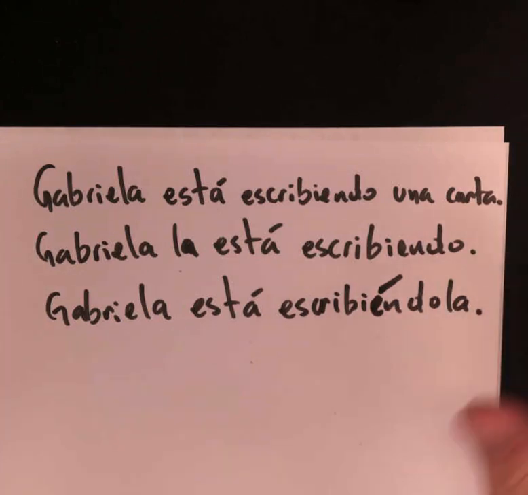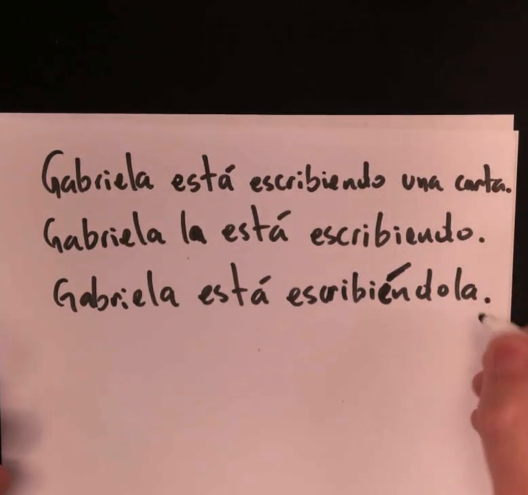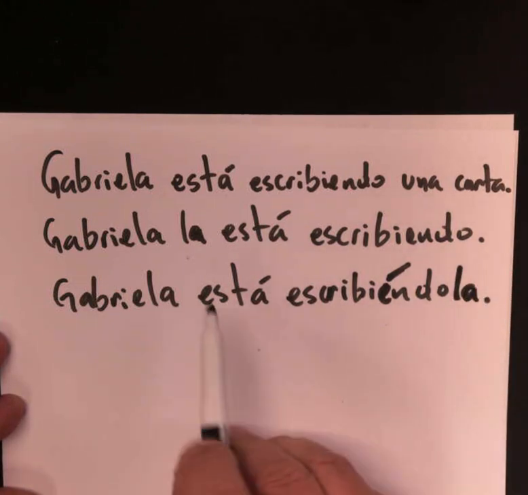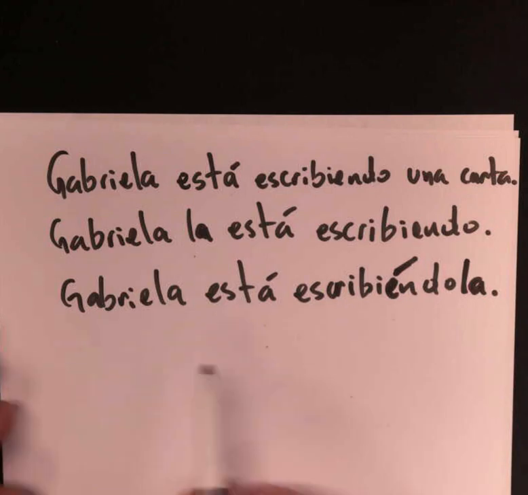As a matter of fact, I put it like very big. Don't worry about it. Okay? I just need you to be able to identify that this word, you put it next to the present participle. Gabriela está escribiéndola. Okay? Yep. All right.